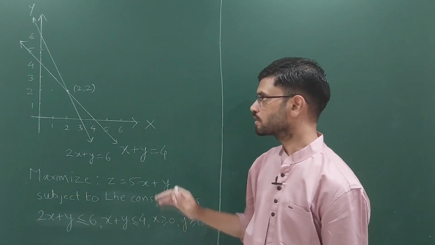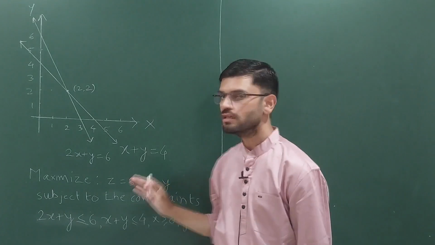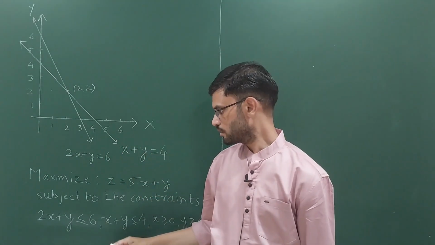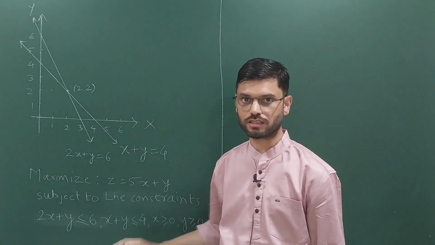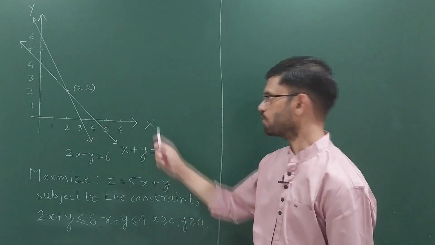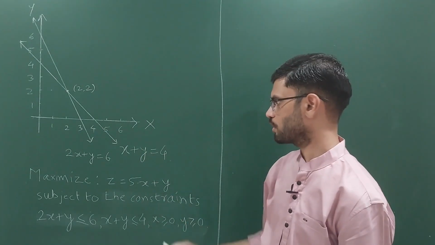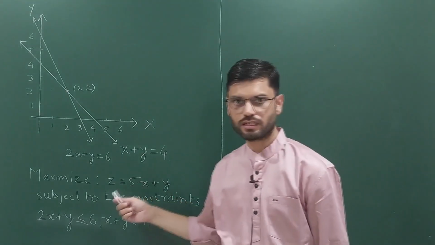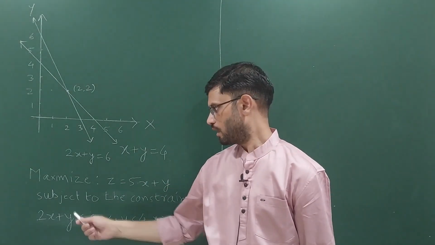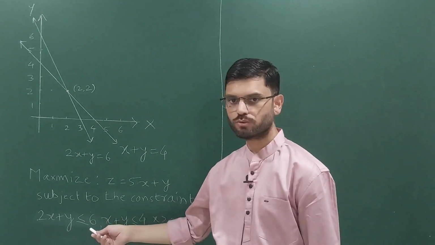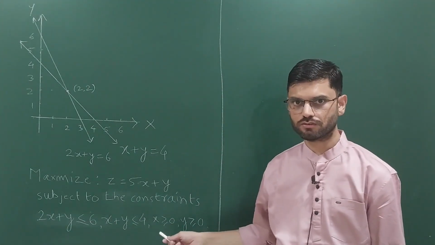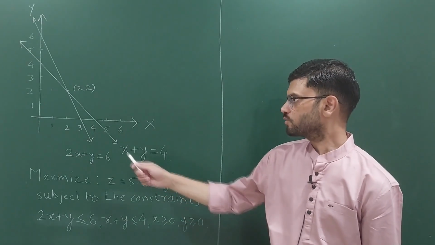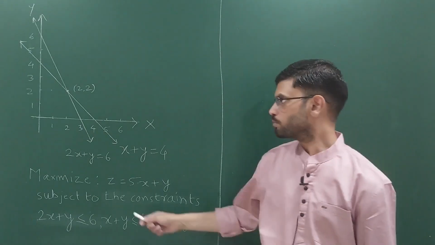So now, in order to discuss this problem, I have taken a specific example. The general proof is quite similar to the proof that I will be presenting in this special case. So this special case is as follows. This is the typical linear programming problem. We want to maximize this objective function z equal to 5x plus y, and the constraints given are 2x plus y less than or equal to 6, x plus y less than or equal to 4, and x and y are both non-negative.